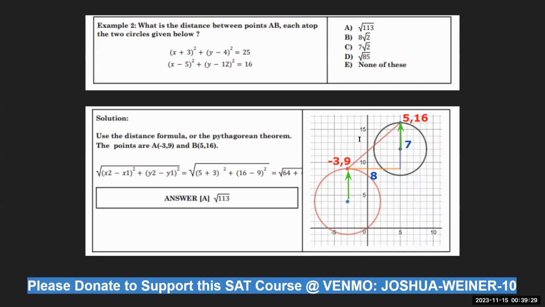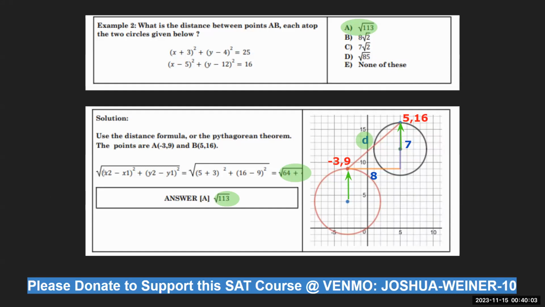So to find the distance D here, which is the hypotenuse, or red line here, we do 8 squared, which is 64, plus 7 squared, which is 49, which gives us 113. The correct answer is the distance D is the square root of 113. That's it for example number 2. A was correct.